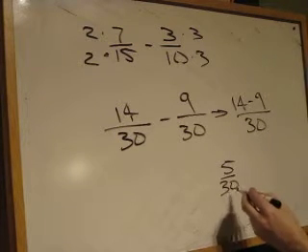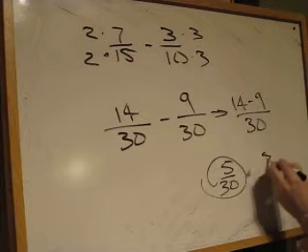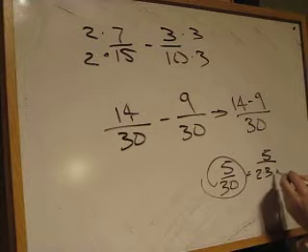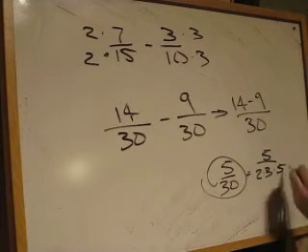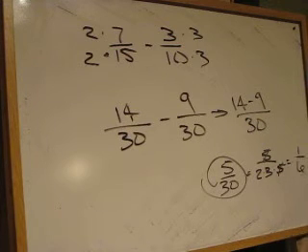Now when you get 5 over 30, you have to look and see, can I reduce that? So I write my prime factors. Let's see, 2 times 3 is 6 times 5 is 30. So I can get rid of those, and I'm left with a 1 on top and a 6 on the bottom. So that's where I get my answer of 1/6.